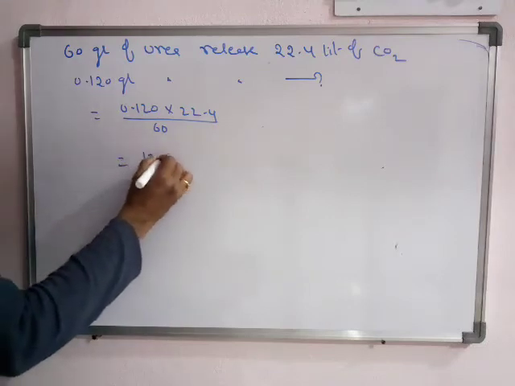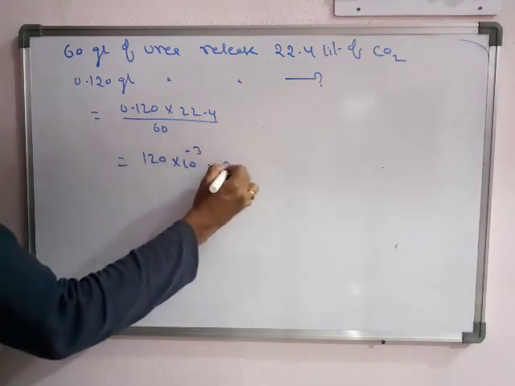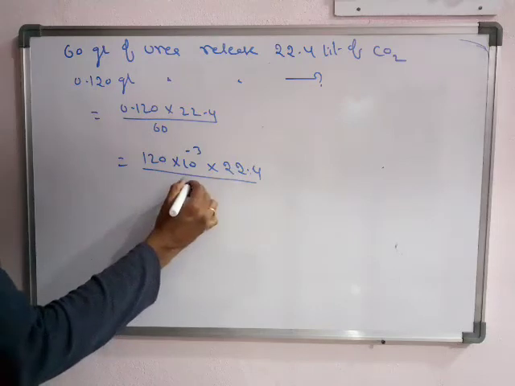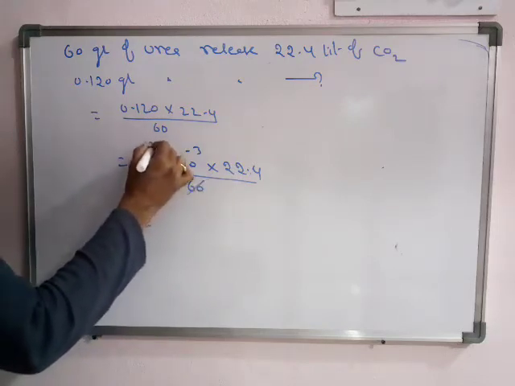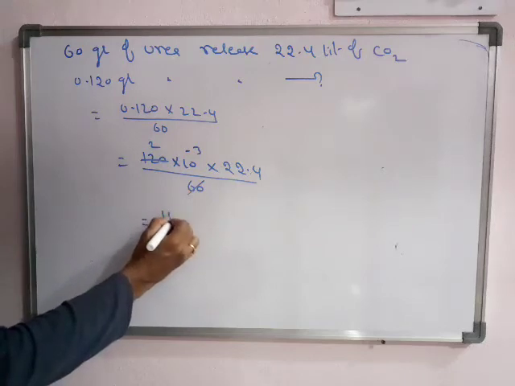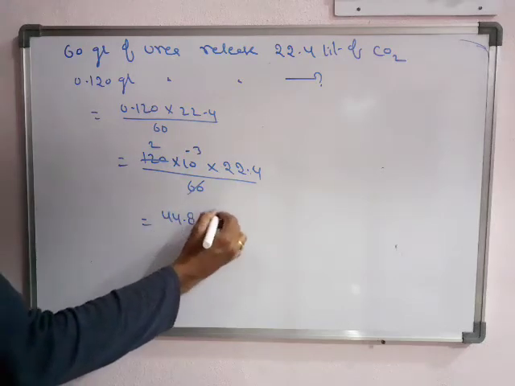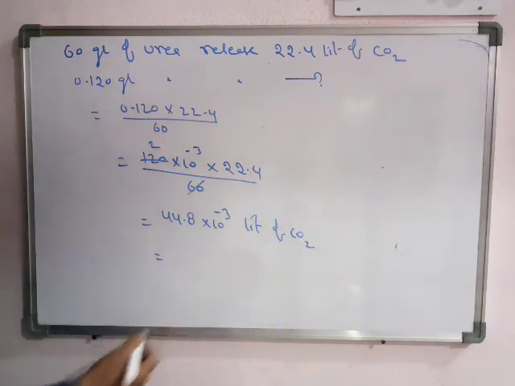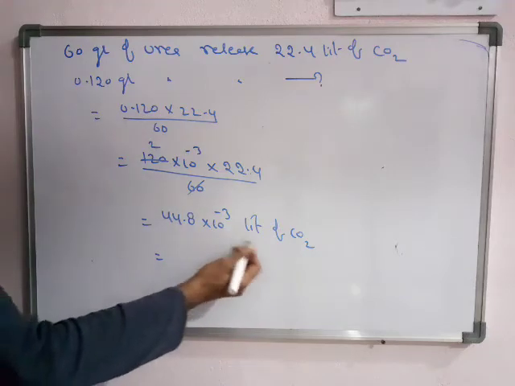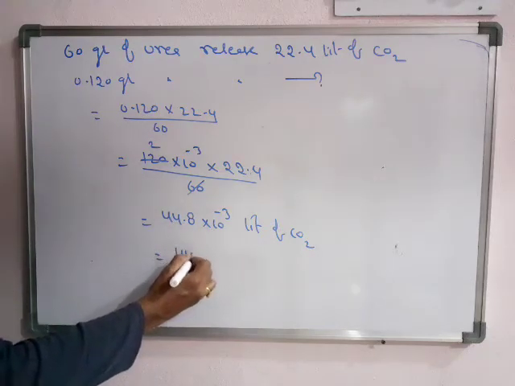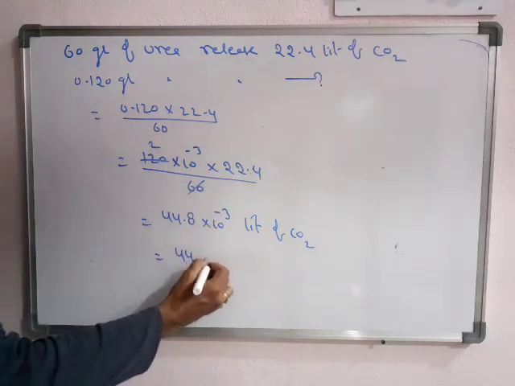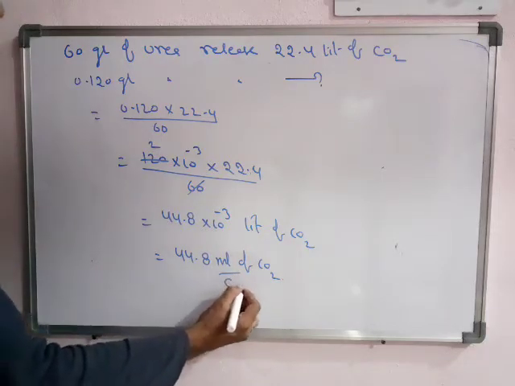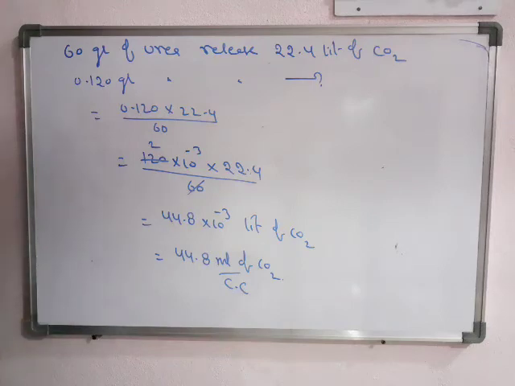So here, 2 into 22.4 gives 44.8 into 10 power minus 3 liters of CO2. I think in the options it is given in terms of milliliters. So convert liters into milliliters by multiplying by 1000. This 10 power minus 3 becomes cancelled. So there is a milliliter of CO2. Milliliter is nothing but cubic centimeters.